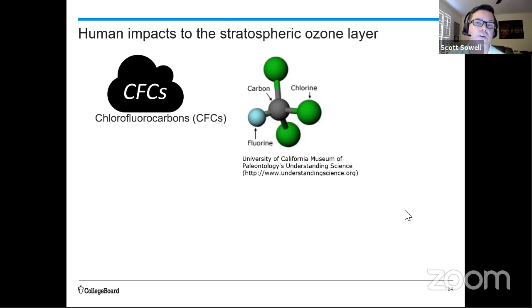On an FRQ, you are more than welcome to use CFCs as an abbreviation for chlorofluorocarbons, but you should be familiar with both the word and the abbreviation or the acronym. So here's an example of a CFC molecule. One of the characteristics of CFCs is it has chlorine on it. And that's going to become a key thing in the story of how CFCs harm the ozone layer.